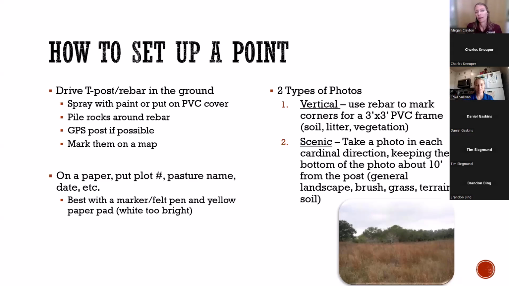These vertical photos can tell us a lot about soil or litter or vegetation in the area and how that's changed over time, but it's a little bit limited because we're just taking a very small snapshot of a very huge area that it's representative of. So keep that in mind too.